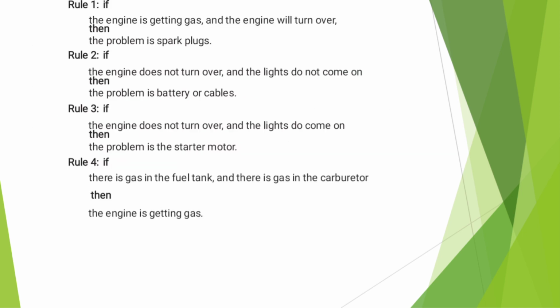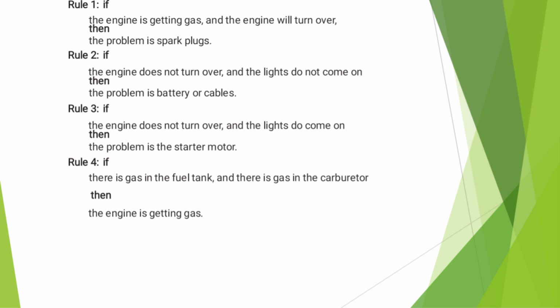That is, let us see some example rules. Rule 1: If the engine is getting gas and the engine will turn over, then the problem is spark plugs. Okay, the next, rule 2: If the engine does not turn over and the lights do not come on, then the problem is battery or cables. That is, the battery is low or some cables are not connected.